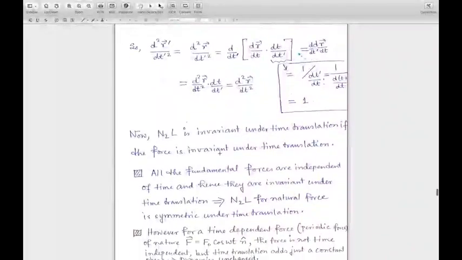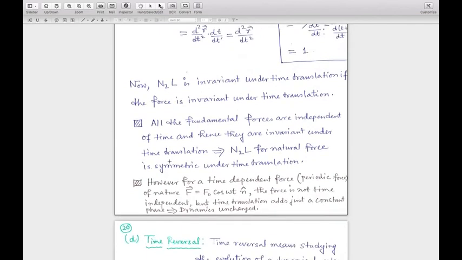So N2L is invariant under time translation only if the right hand side is unchanged. That is our conclusion, of course, because the left hand side we showed is unchanged, and m is also independent of time, so mass is also unchanged. So we have to check whether the basic forces are independent of time or not. And fortunately, the good news is experiments show, and fundamental theories are also there to show, that all the fundamental forces in nature are independent of time. Hence, we don't have to worry about this time translation symmetry of N2L. They are in general invariant under time translation.